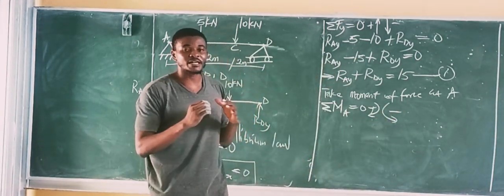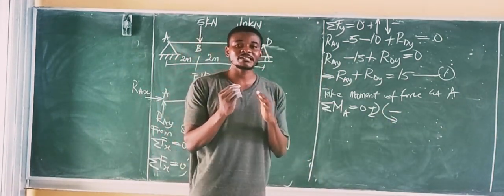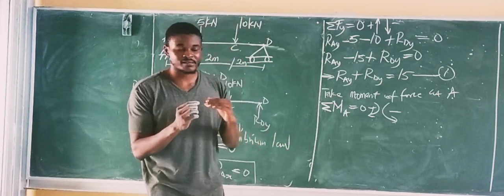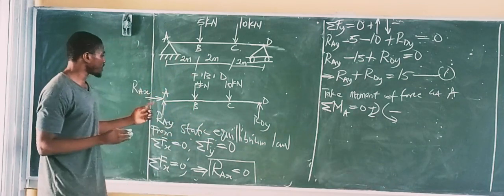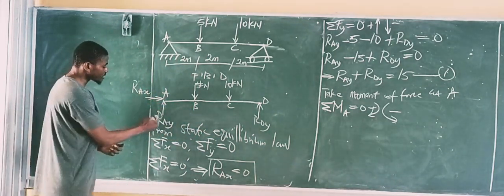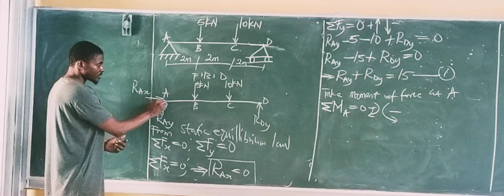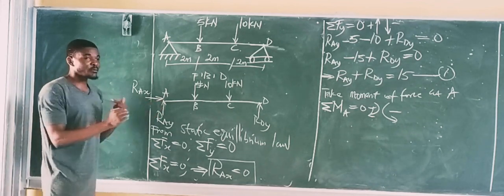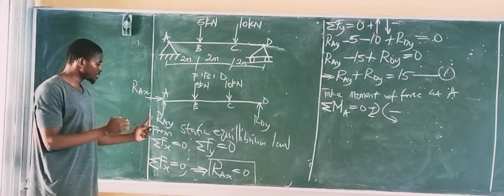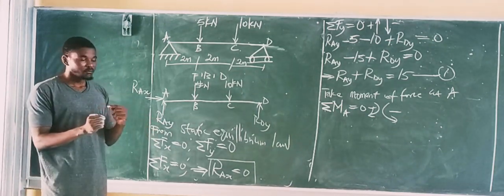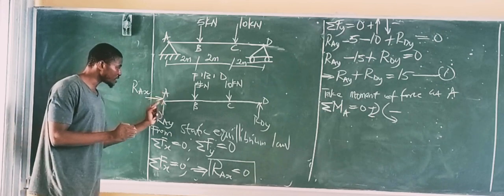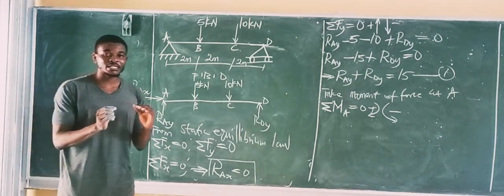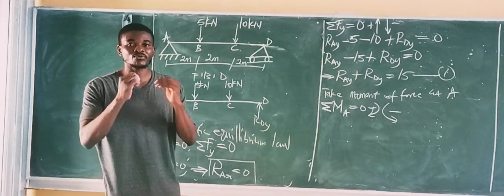Now, this simply means that the moment of the forces acting at point A becomes 0, because moment is force times distance. If we are taking moment at point A, there is no distance between RAY and point A. There is also no distance between RAX and point A. So since moment is force times distance, this is going to be RAY times 0, because the distance between RAY and point A is 0. They are all at point A. There is no distance between them. So that is why the moment of those two forces at point A becomes 0.